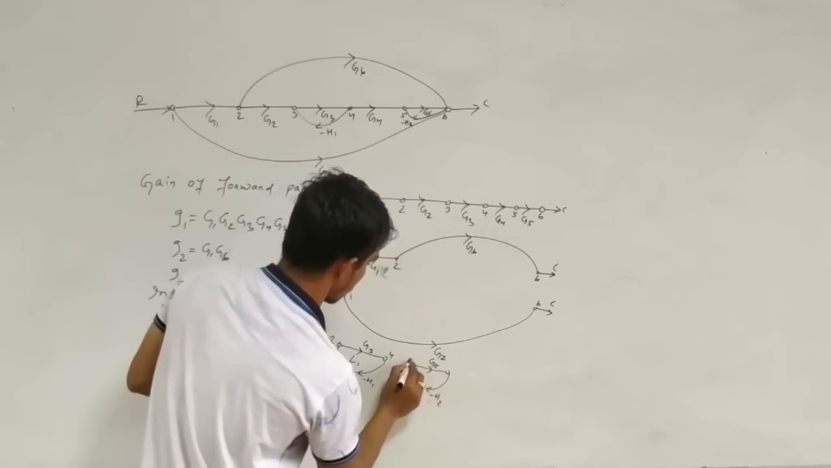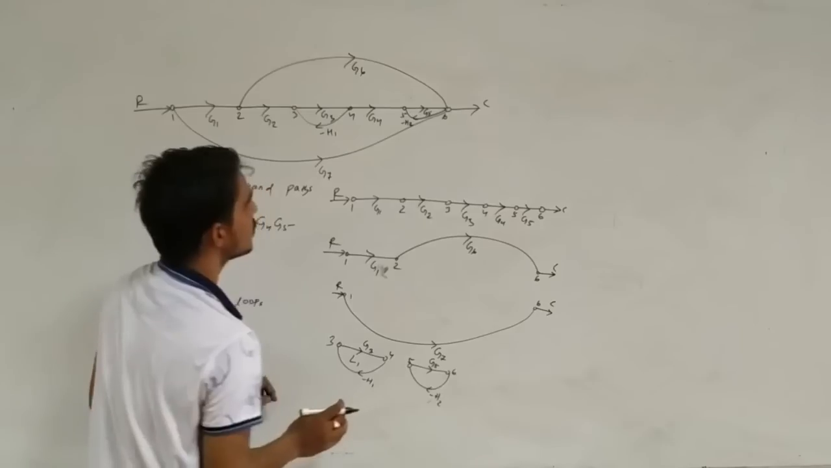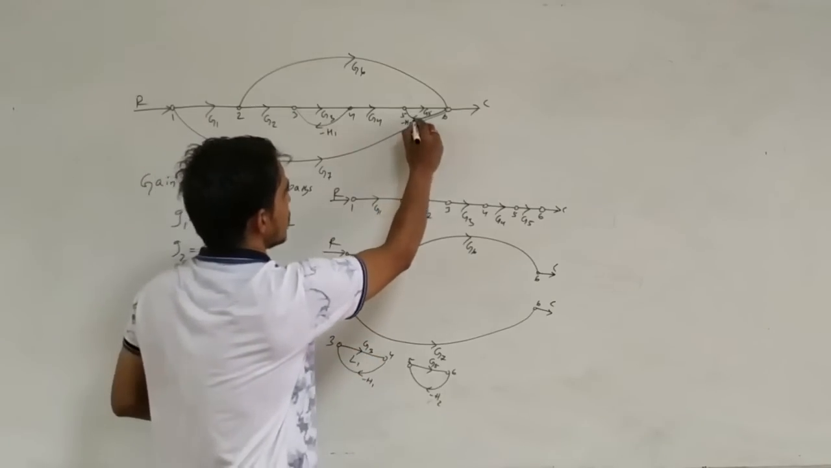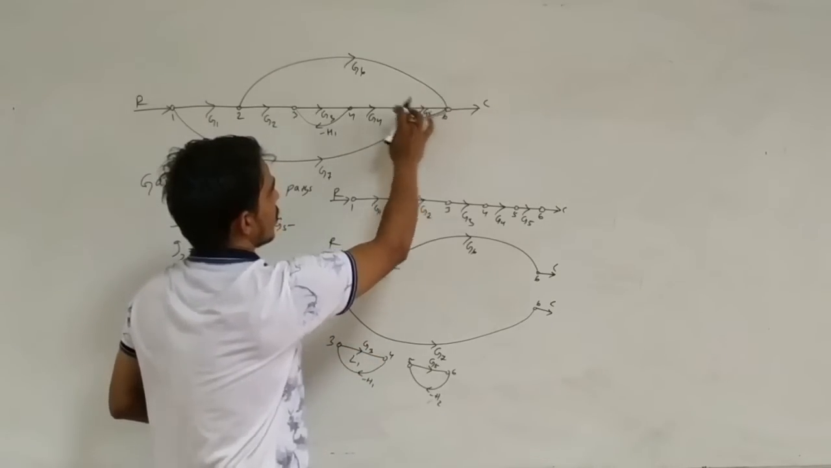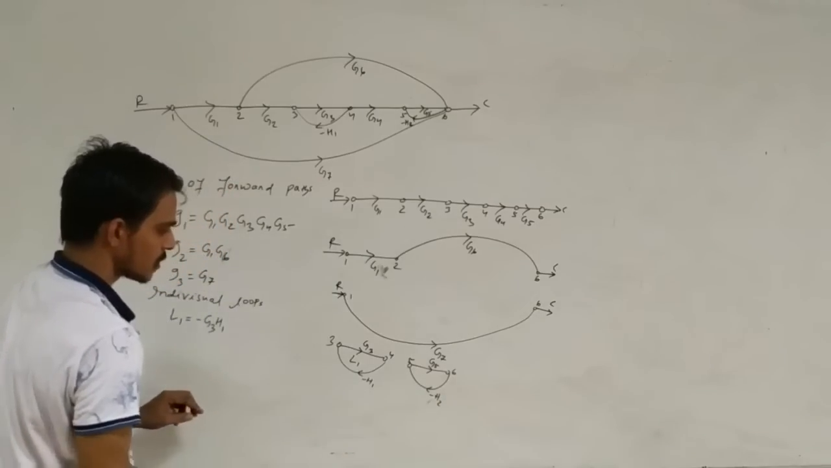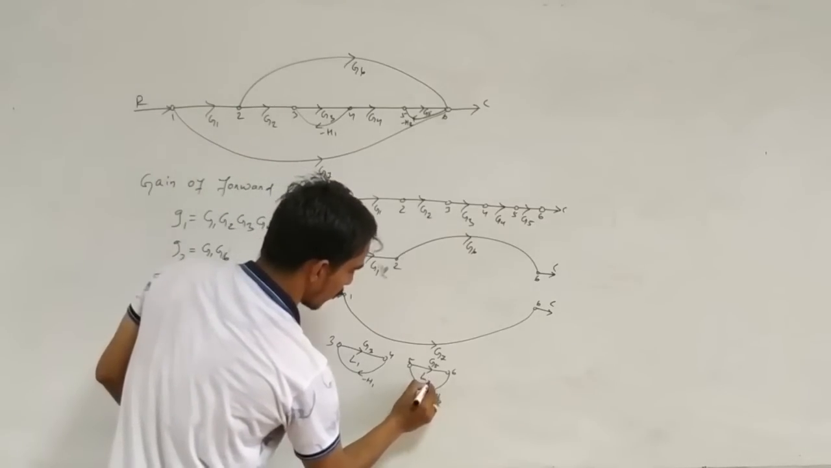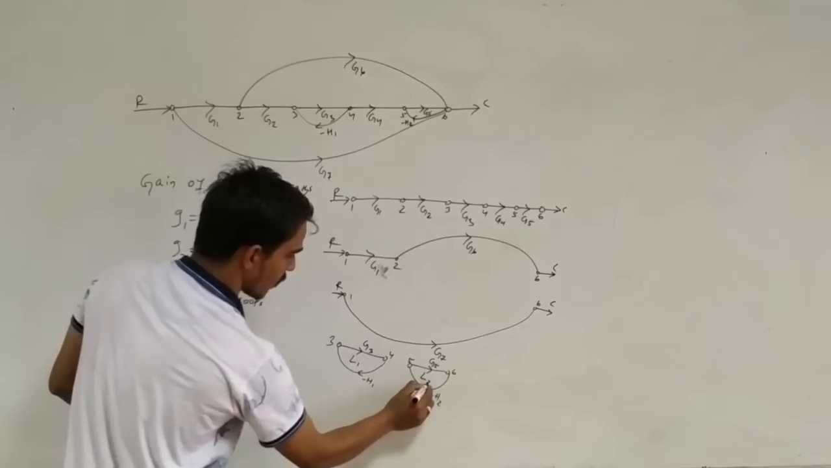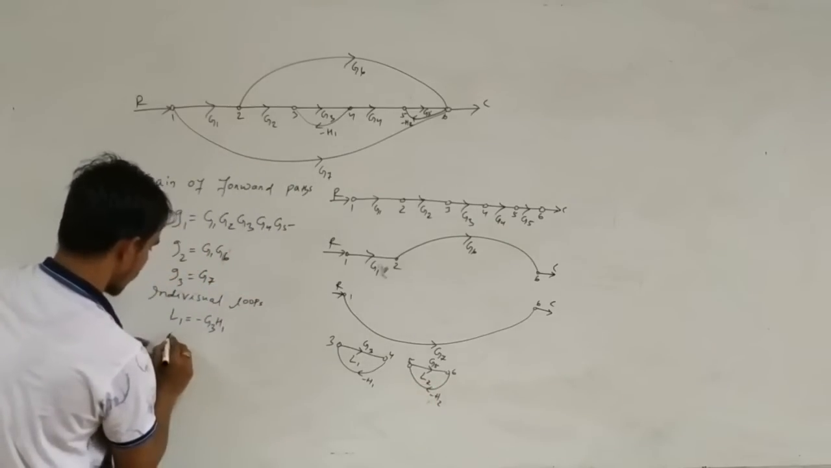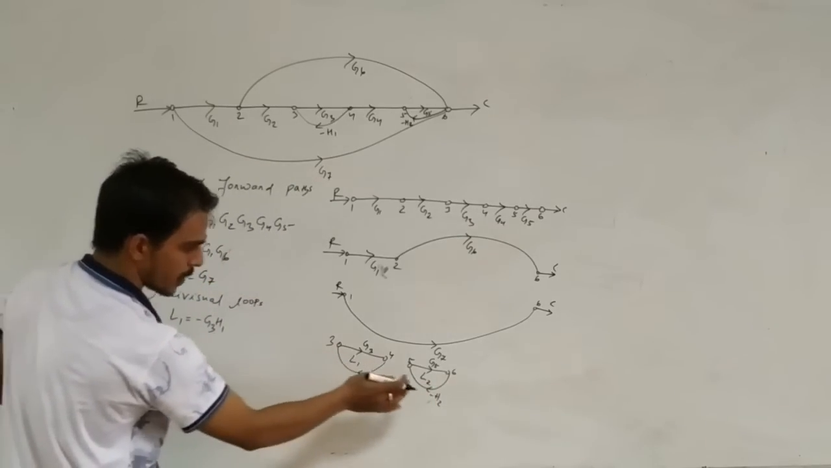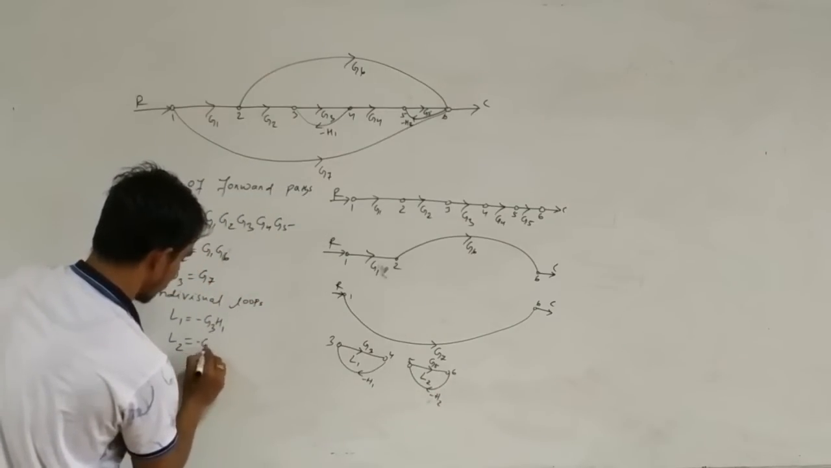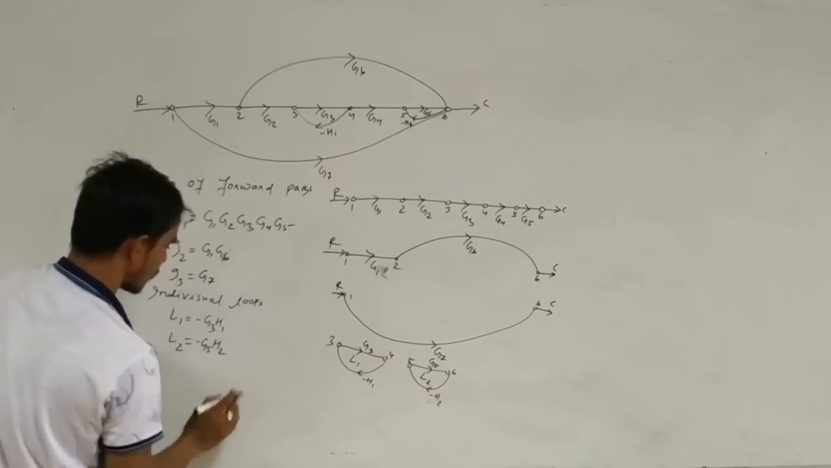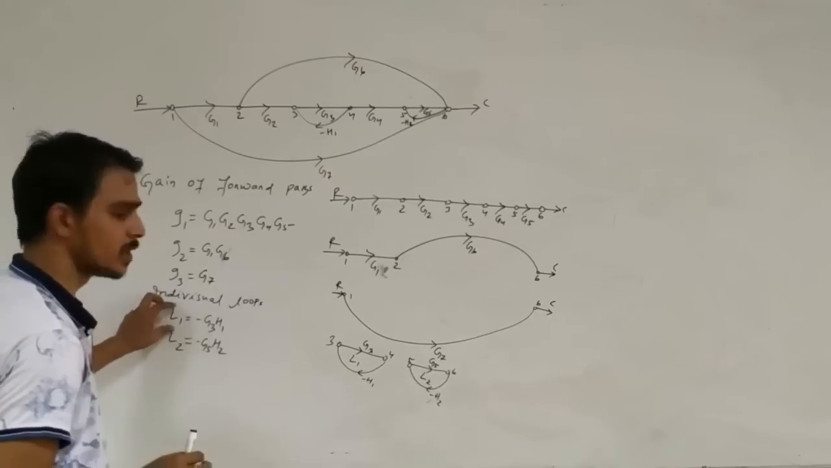Node 5 to node 6. Suppose say this is loop 2, L2. So the gain will be the second loop gain, minus G5 and H2, minus G5 H2. So there are two individual loops.